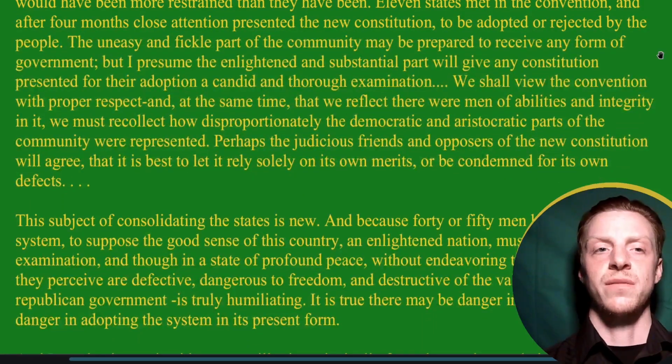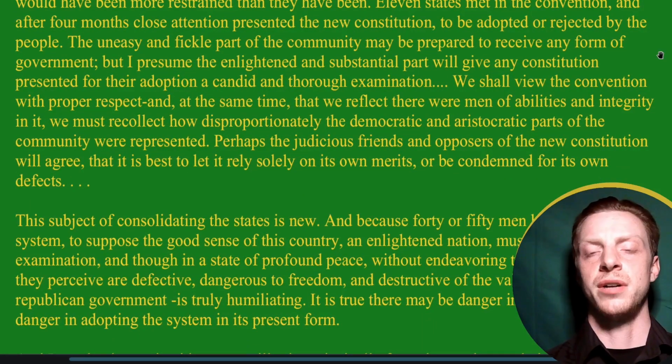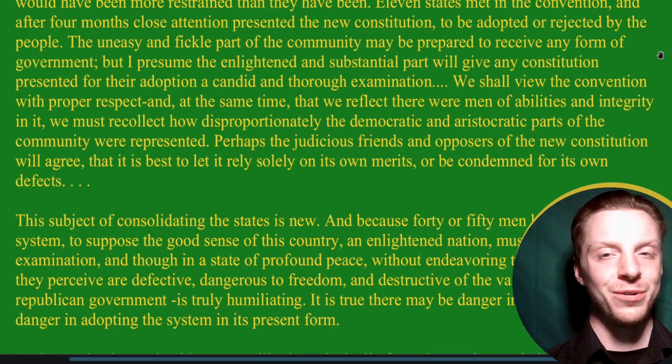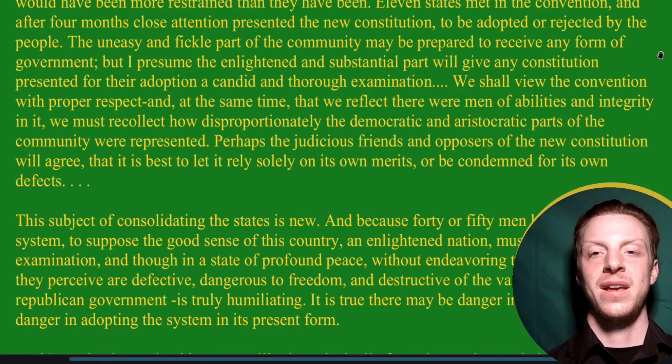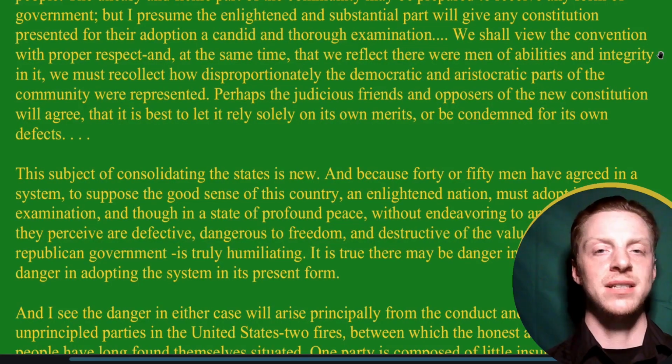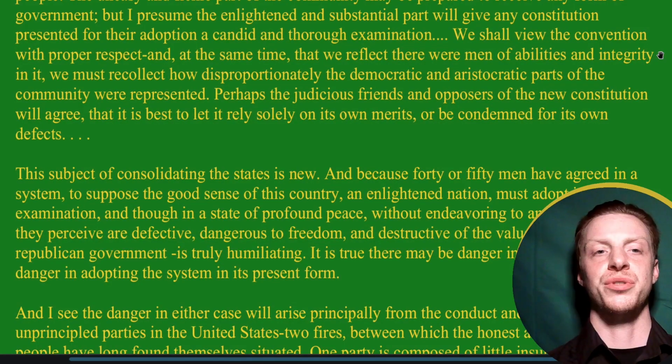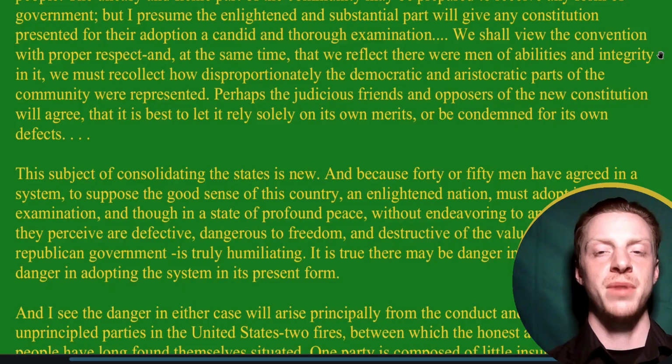11 states met in the convention, and after 4 months close attention presented the new constitution to be adopted or rejected by the people. The uneasy and fickle part of the community may be prepared to receive any form of government, but I presume the enlightened and substantial part will give any constitution presented for their adoption a candid and thorough examination.